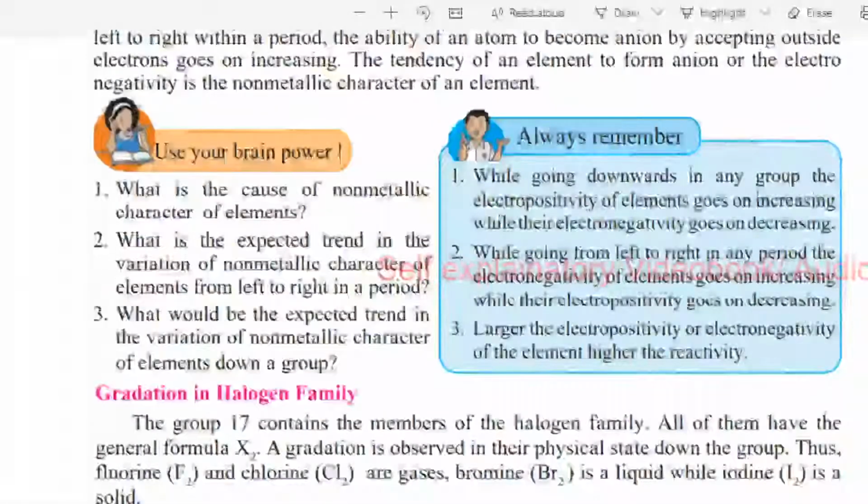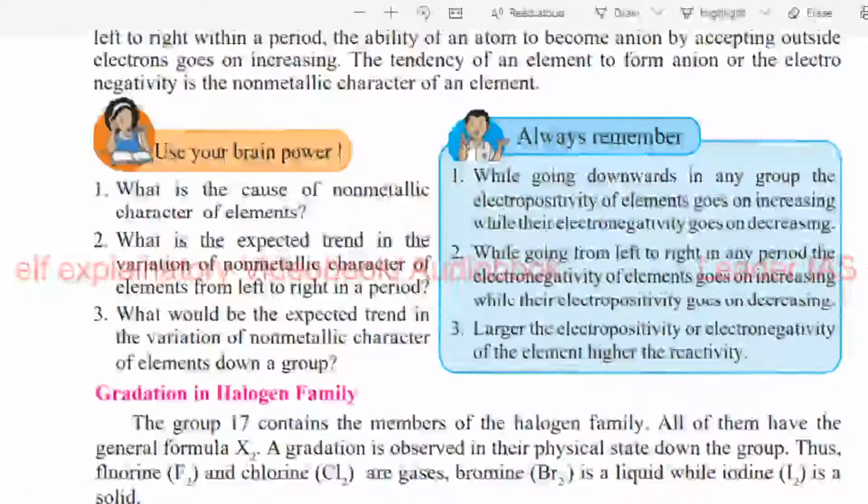Now use your brainpower. What is the cause of the non-metallic character of elements? Second, what is the expected trend in the variation of non-metallic character of elements from left to right in a period? Third, what would be the expected trend in the variation of non-metallic character of elements down a group?